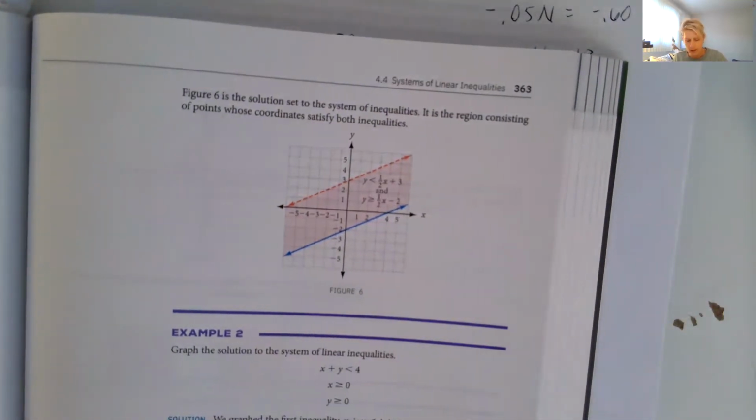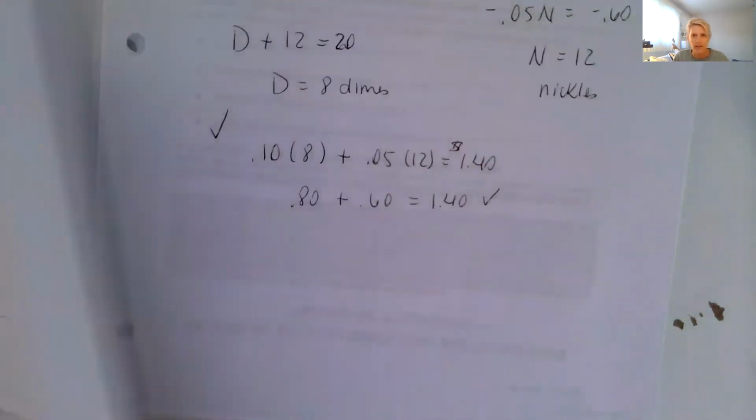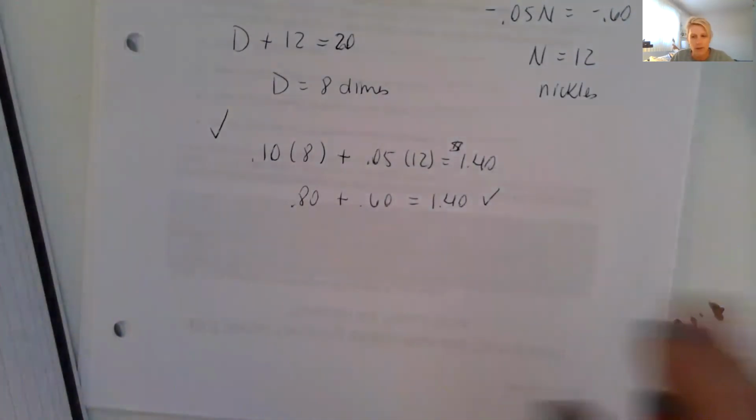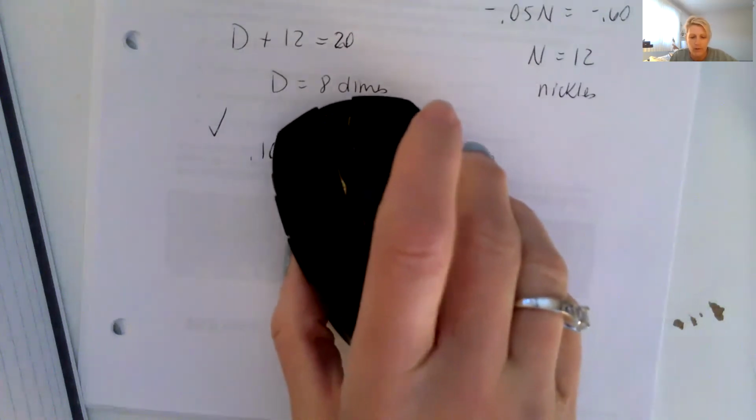So that's essentially lesson 4.4 builds on the inequality knowledge that we learned earlier in chapters 2 and 3.